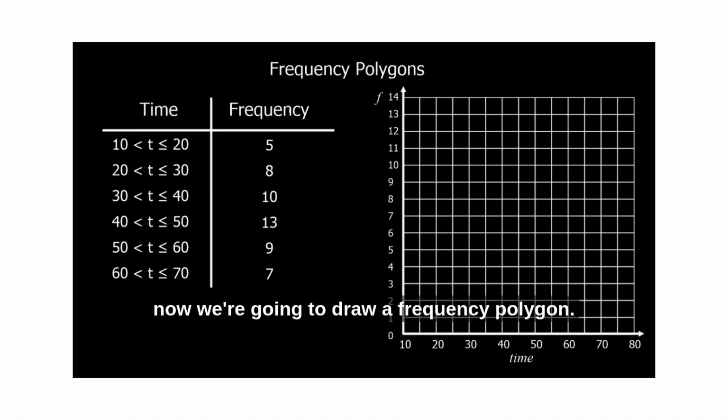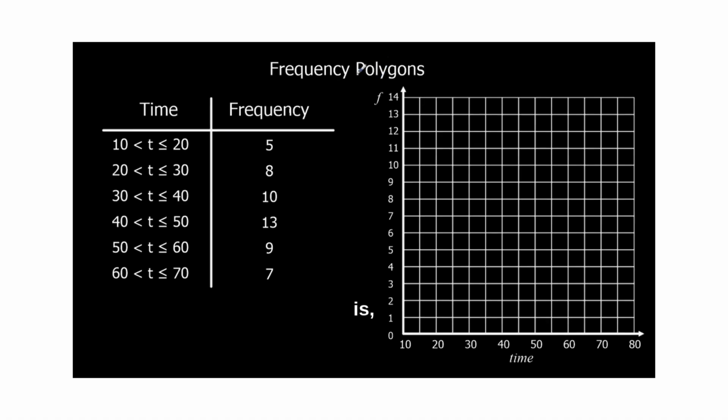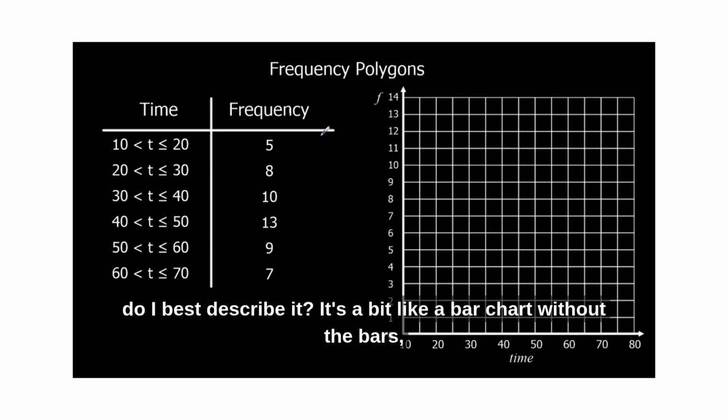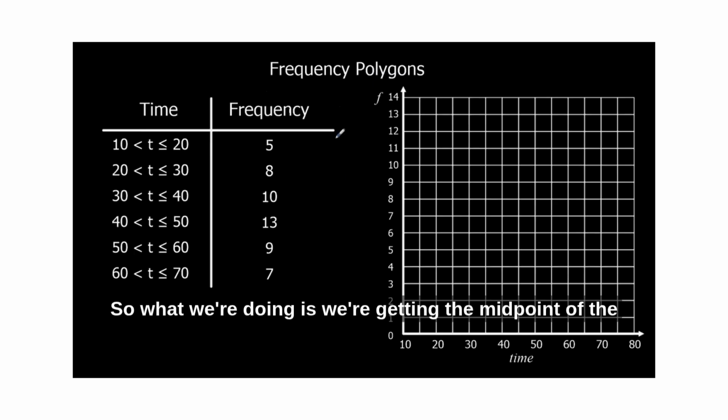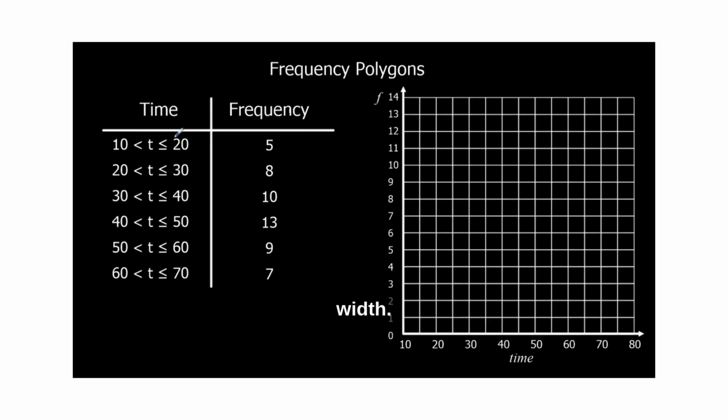Okay, now we're going to draw a frequency polygon. So a frequency polygon is, how do I best describe it? It's a bit like a bar chart without the bars, and the middle points of the bars are joined up. So what we're doing is we're getting the midpoint of the width.